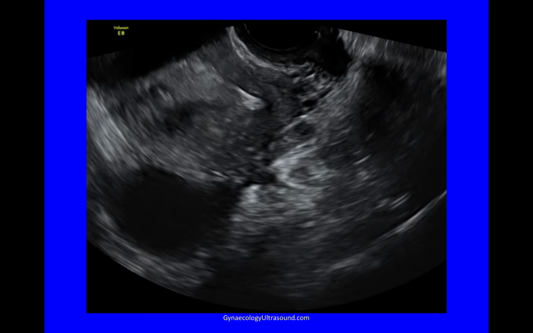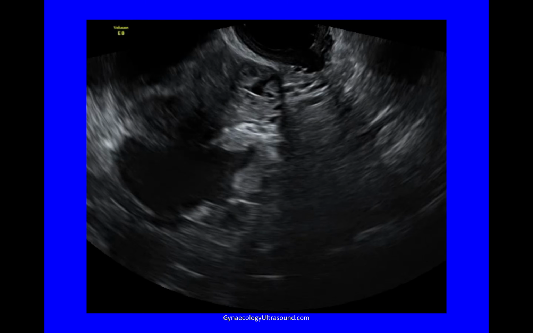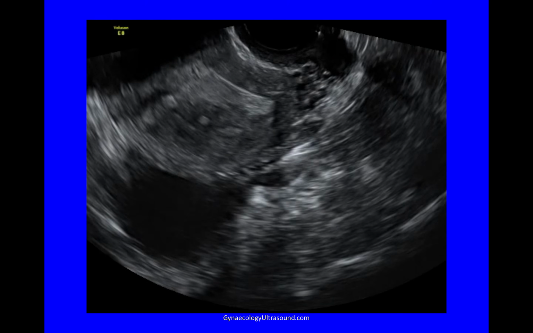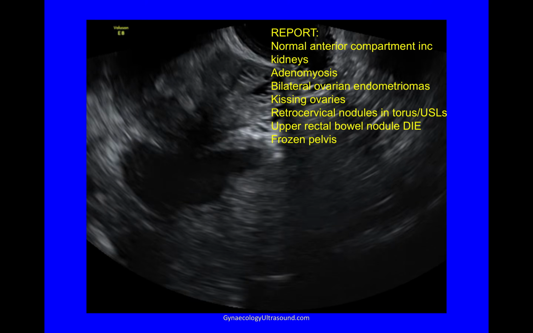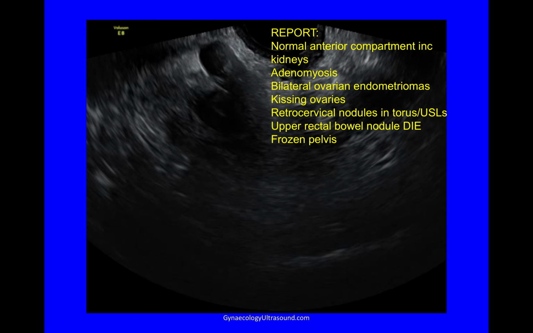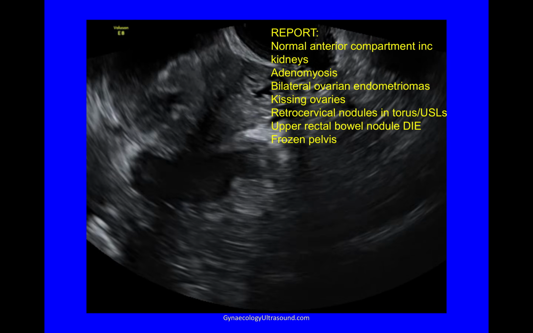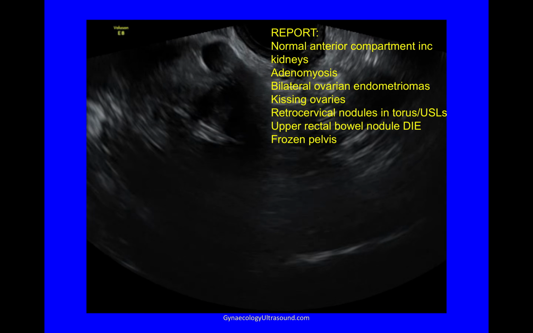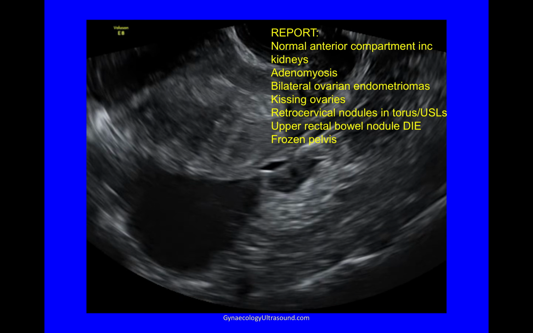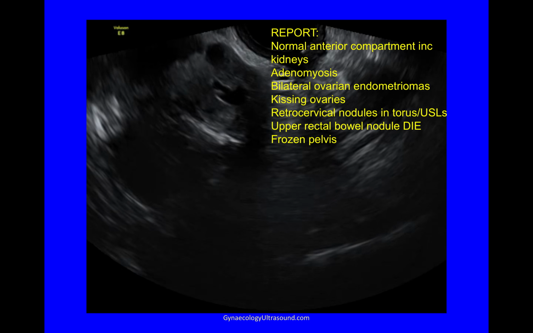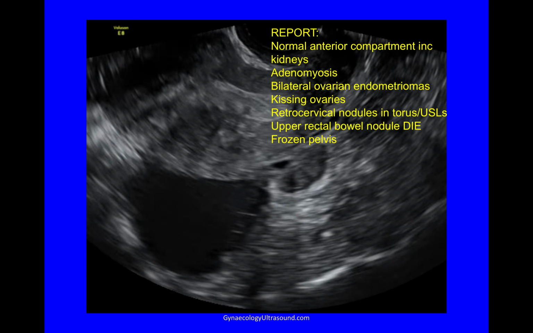So looking at the whole pelvis now from left to right in the longitudinal plane, we've seen them all piecemeal. You can say that she's got a normal anterior compartment, including kidneys, adenomyosis, bilateral ovarian endometriomas, kissing ovaries, retrocervical nodules in the torus or uterosacral ligaments, an upper rectal bowel nodule of DIE, and a frozen pelvis.